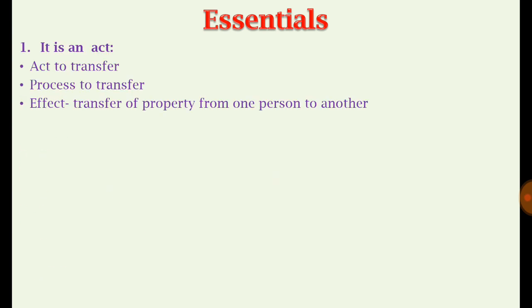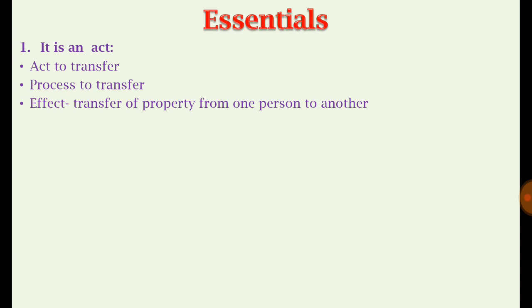The first essential of section 5 is that the transfer of property is nothing but an act. The act is done by living persons. Act means action. Whatever we do, that is our act. So the transfer of property is an act to transfer. And an act is always voluntary.